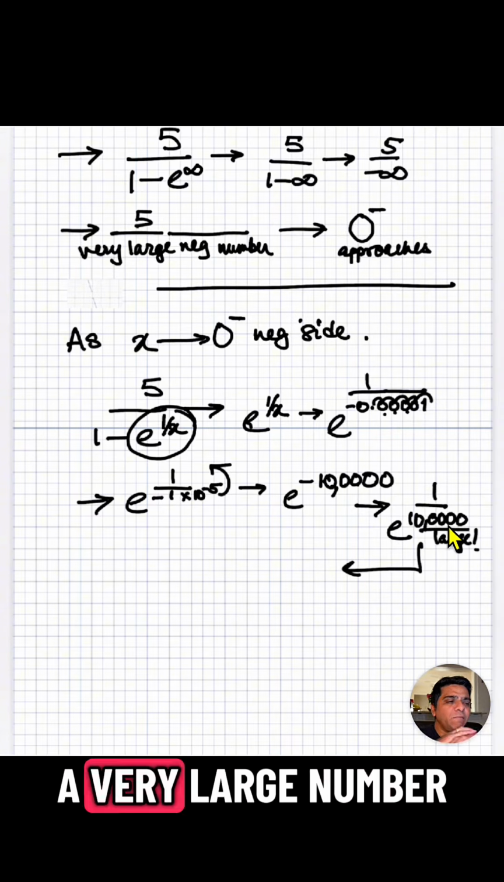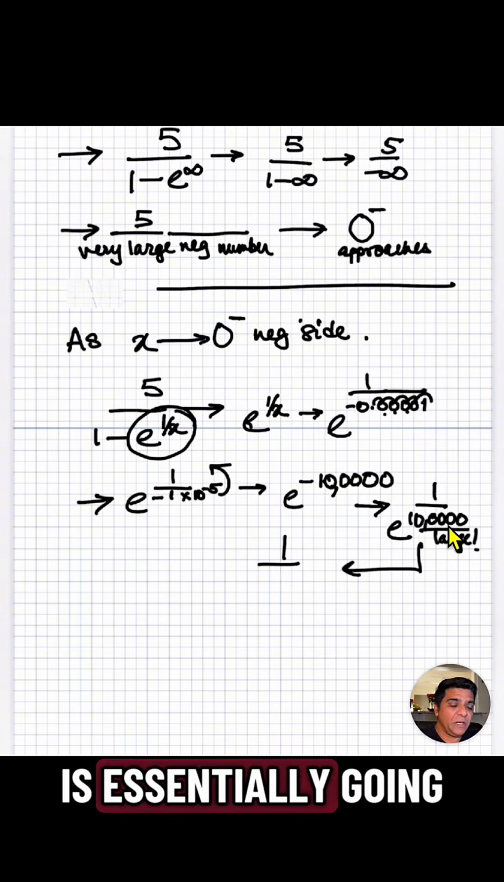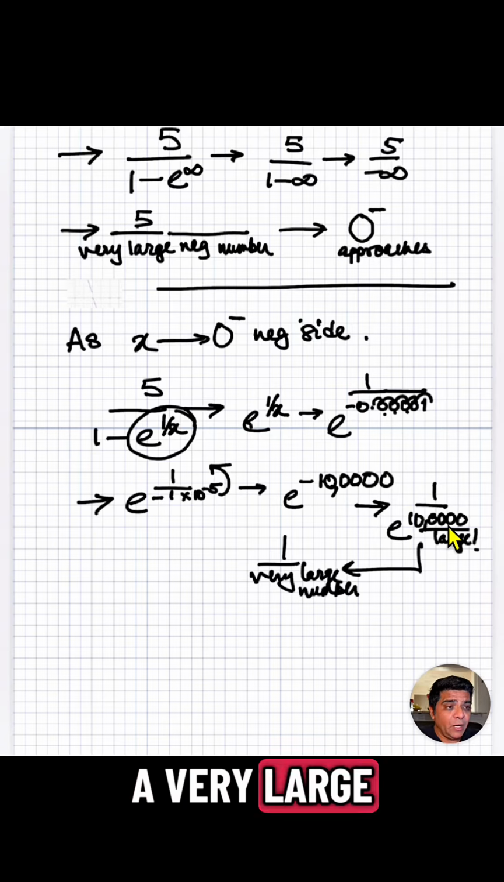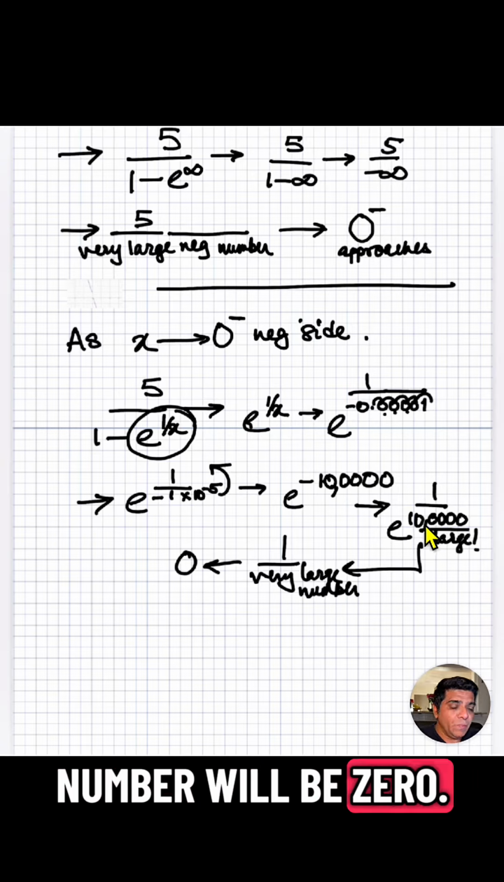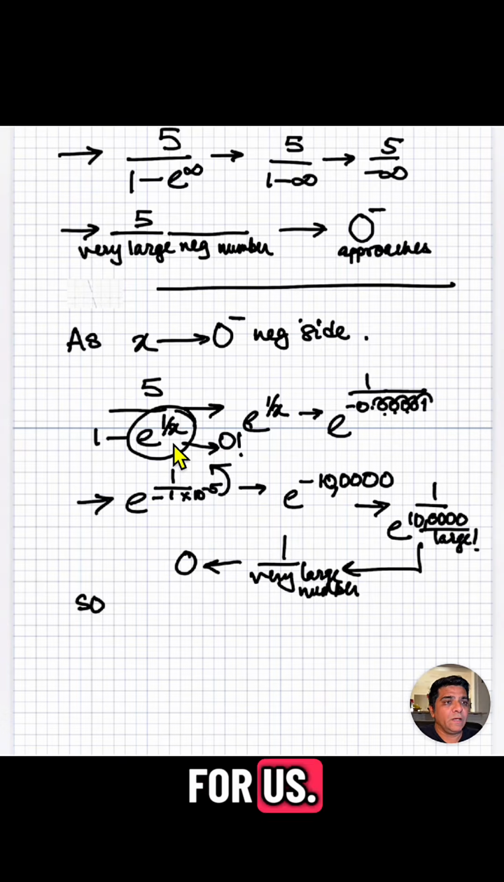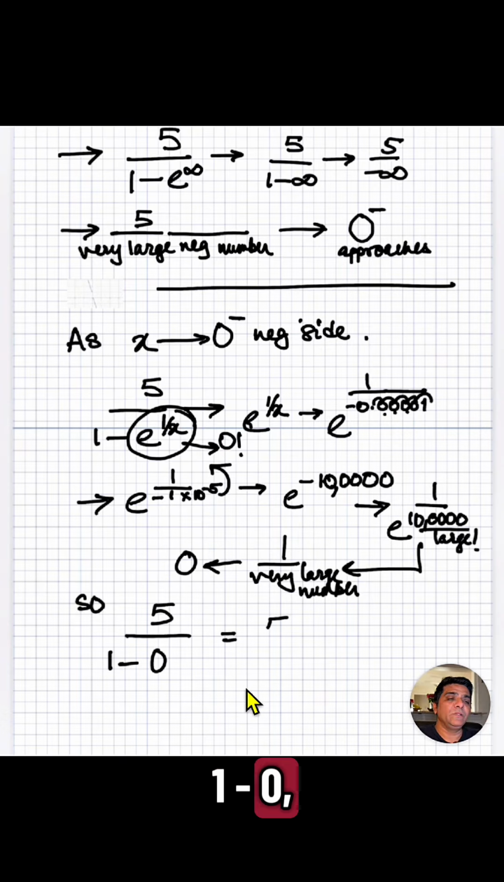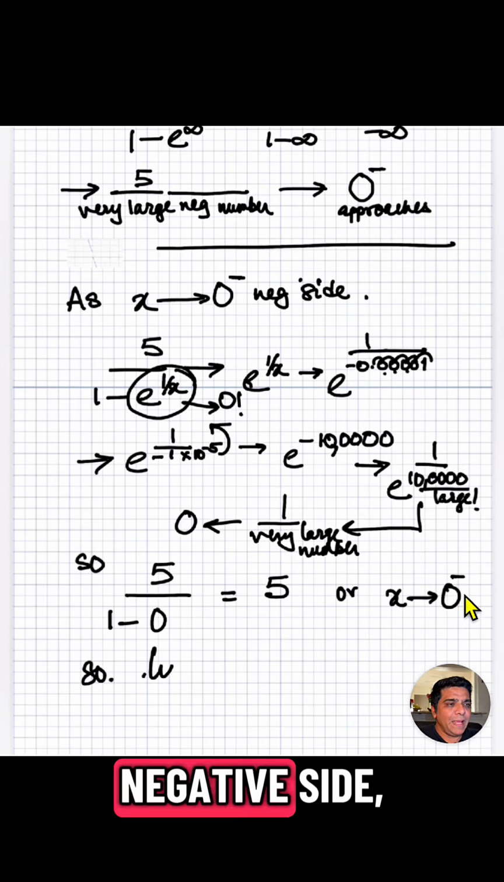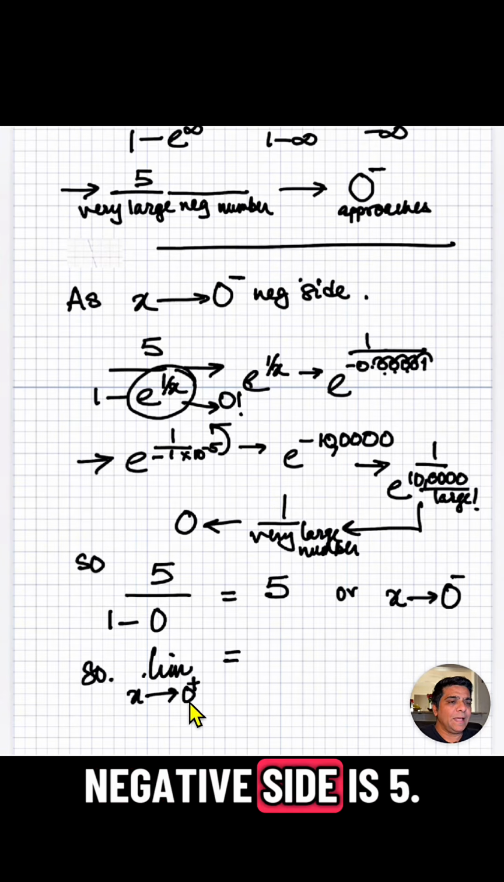Okay, 1 divided by a very large number is essentially going to amount to closer and closer and closer to 0. So 1 over a very large number will be 0. Okay, so this is 0 now for us. So we have 5 divided by 1 minus 0, which is 5. So as x approaches 0 from the negative side, the limit is 5.